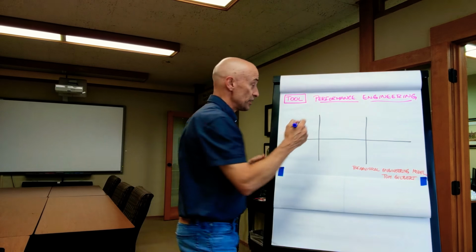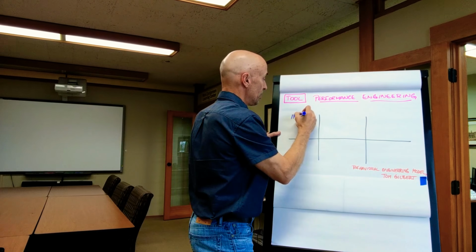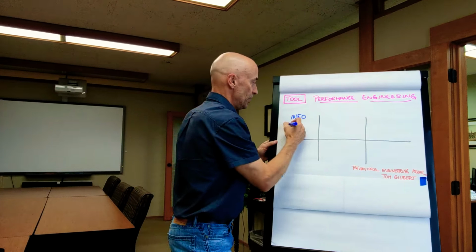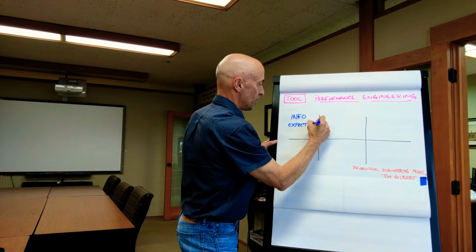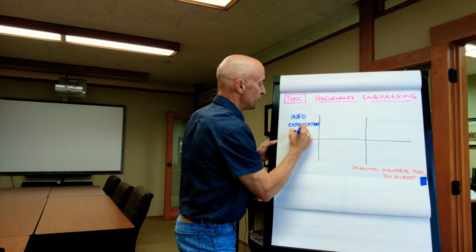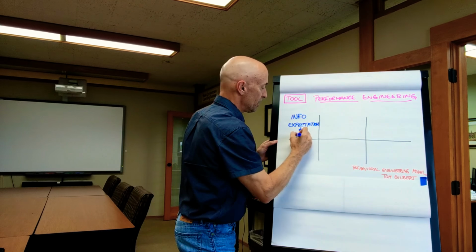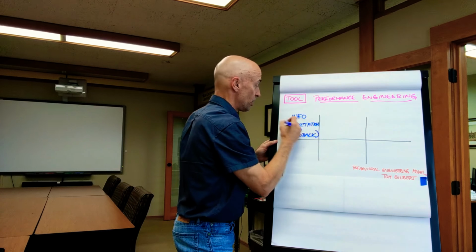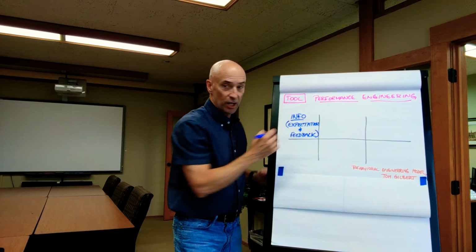Now, the first one is information. What do people need in order to do the job? Well, they need to know what the expectations are. And part of the information bucket is also what we call feedback. Now, that's simply information that people get as to how well they're performing, right? So there's the info bucket.